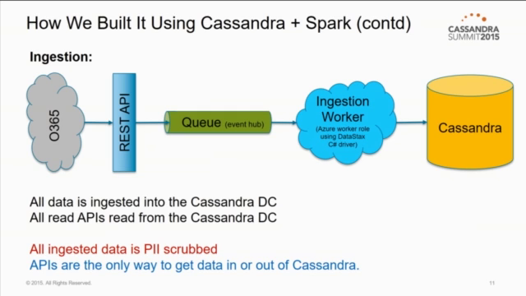And all data is ingested into the Cassandra data center, and then it's replicated to Spark, where our Spark jobs aggregate it. And all of our data is scrubbed for identifiable information. So if anyone did look at the data, they wouldn't be able to tie it back to any of our users or organizations. But Microsoft systems can tie it back.